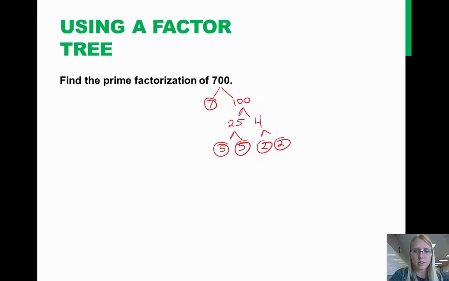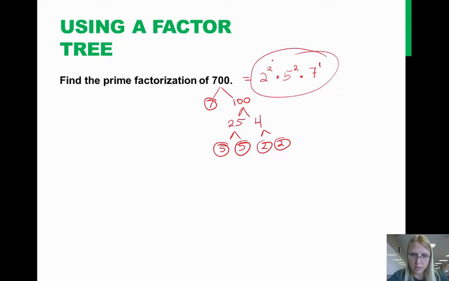So I can write this as 700 equals 2, and we have 2 of them, so it would be to the second power, times 5. And since we have 2 5s, that will also be to the second power, times 7. And we only have one of those, so you can just say to the first power. So the prime factorization of 700 is this right here. And that is unique only to 700.